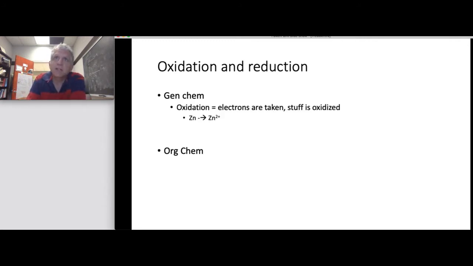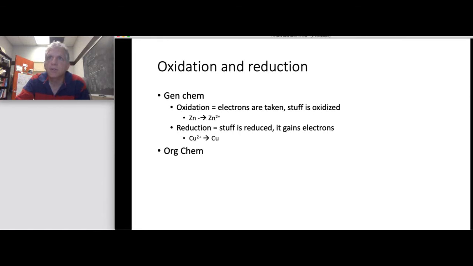But oxidation is when electrons are taken away. So zinc is being oxidized if it goes from zinc metal, zinc 0, to zinc plus 2; it loses 2 electrons. Reduction, that means when something is reduced, is when I go from copper plus 2 to copper 0. It's gaining electrons. In organic chemistry, we rarely do this.